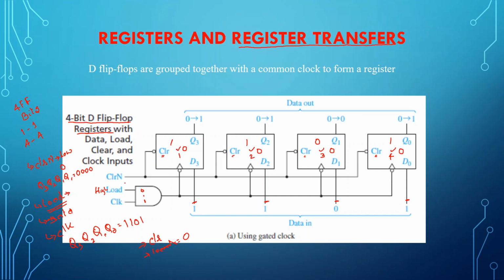You need to give the load input. After the load input is given, you need to give your data. After the data is given, you need to give the clock input. After the clock input has been given, the data that you intended to feed to your registers will be available at the output side.